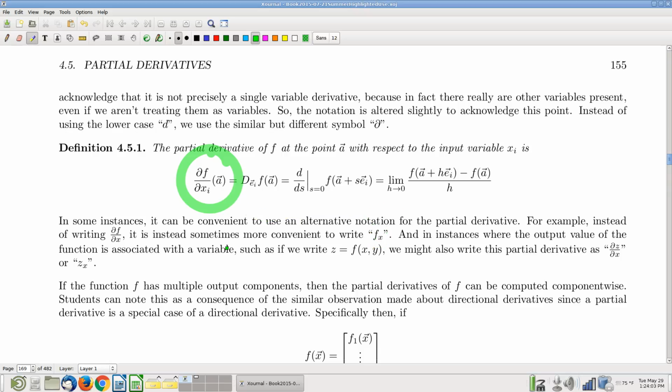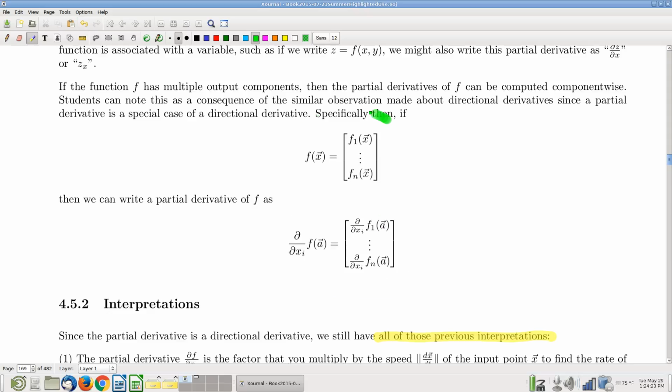Okay, and along those same lines, if you've given a name to the output variable, you might alternatively say z sub x, if z is the name you've given to the output value. So in some situations that's actually very convenient. Okay.